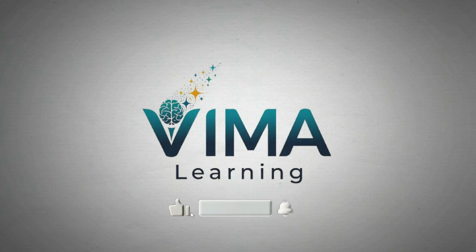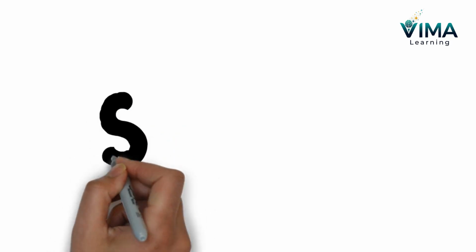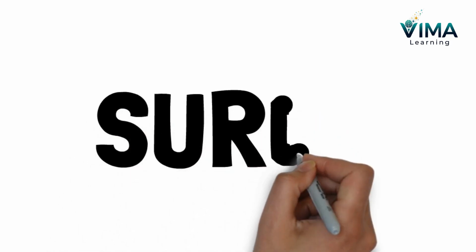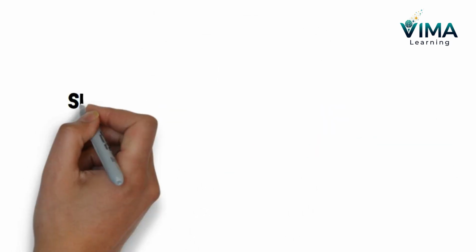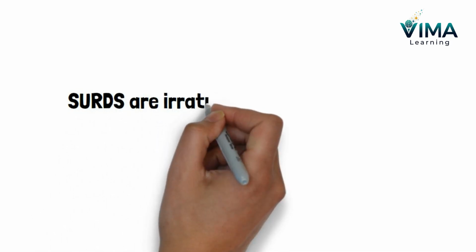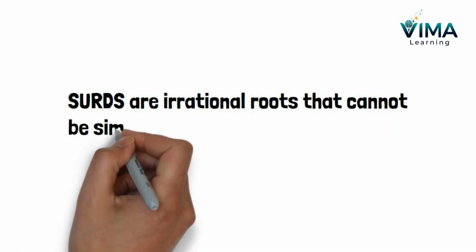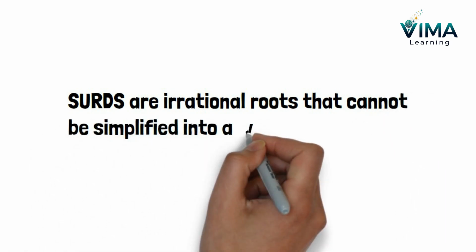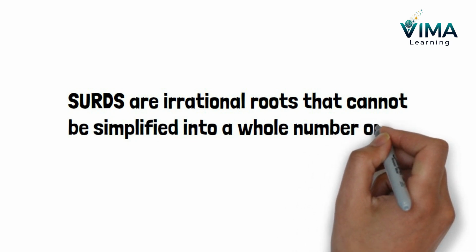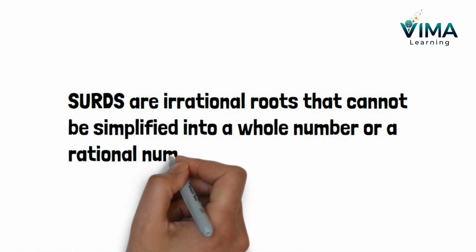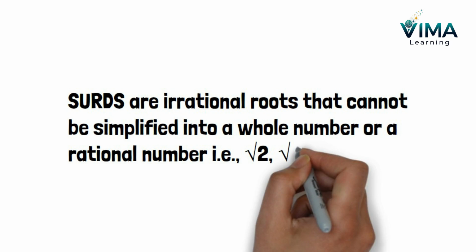Ready? Let's get started. Today we are looking at surds. Now what is a surd? A surd is simply an irrational root that cannot be simplified into a whole number or a rational number. So take for instance the square root of 2, square root of 3, square root of 5 or 15. All of these are examples of surds.